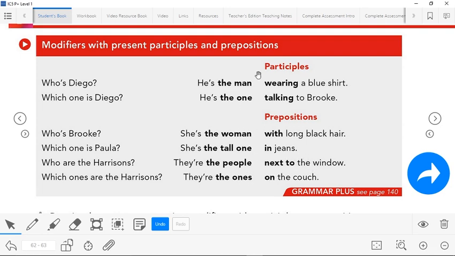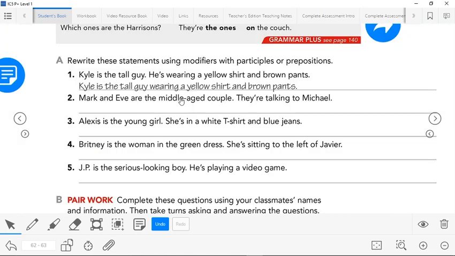Okay? So I hope that you understand this, that you can use participles like wearing or talking, cooking, whatever, to identify the person. Which one is Diego? He's the one talking to Brooke. He's the one cooking the dinner, etc. Who's Diego? Who is the man wearing a blue shirt? He's the man wearing a coat, for example. Or use the prepositions with, in, next to, on, depending on what you need to identify the person. Okay? I hope that you understand this part because it's actually quite easy if you just pay attention to it. Okay, so we're going to be doing a small exercise about this.